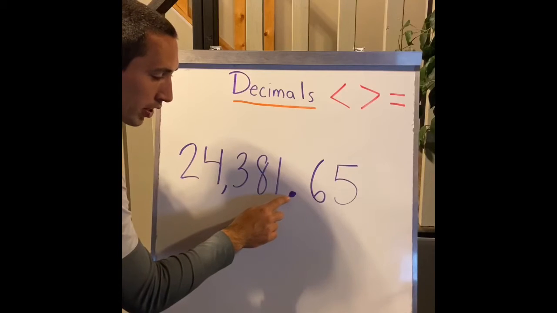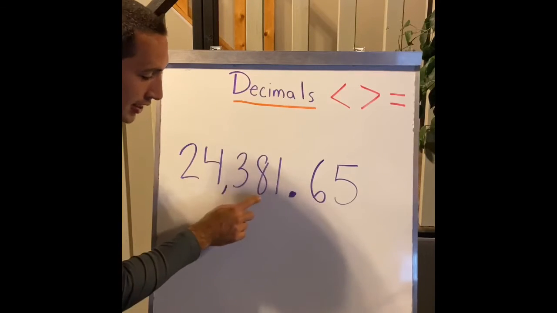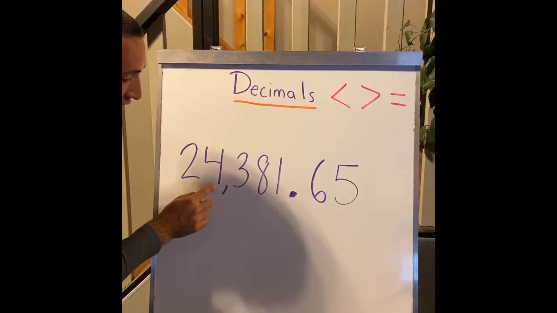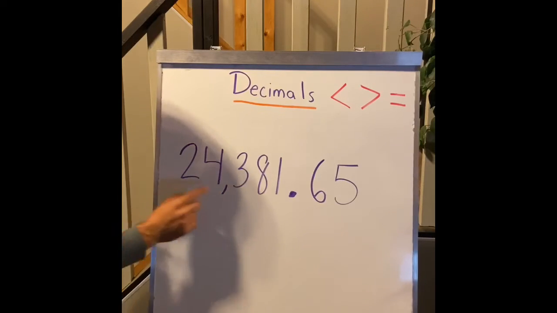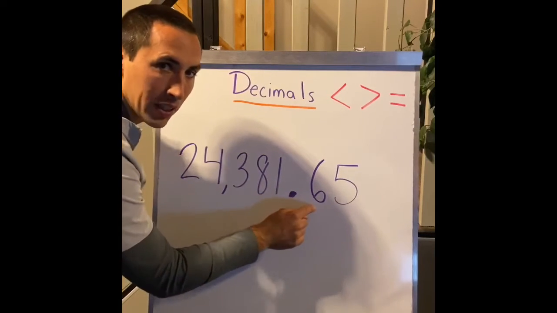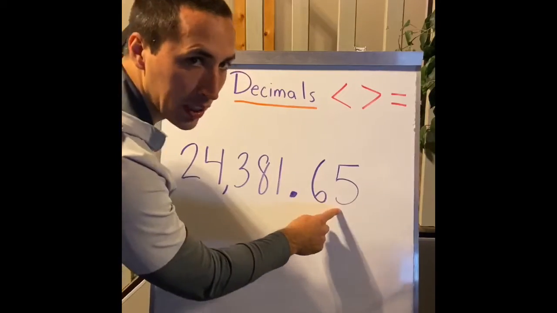Over here is our decimal, right? We have our ones place, tens place, hundreds place, thousands place, 10,000s place. Going this way, we have our tenths place and our hundredths place.